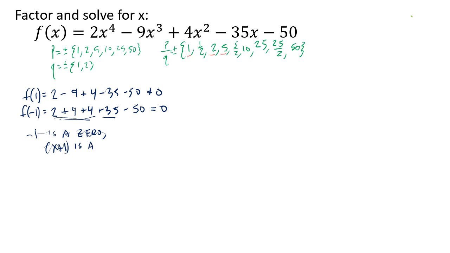Okay, so let's do the synthetic division here. Okay, so set this up. We've got -1 as a 0, so we bring the coefficients down. We got 2, we got -9, +4, -35, and -50.